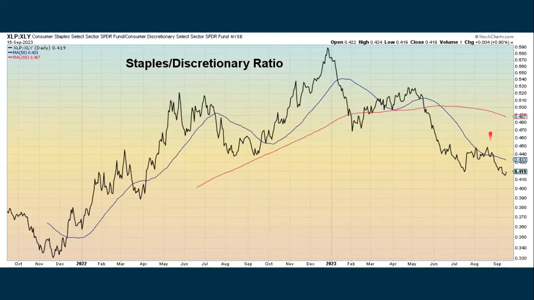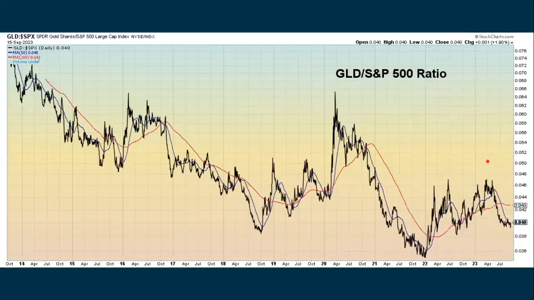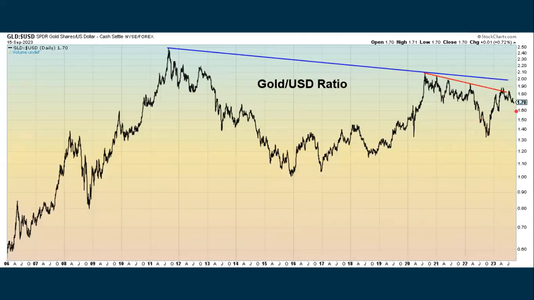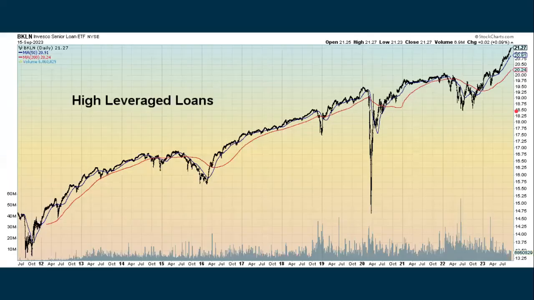This chart shows how staples is underperforming discretionary, and gold is underperforming the S&P. Even though gold is still in an uptrend, it's underperforming the S&P 500. And gold is also underperforming the dollar. High leverage loans. Again, I say this every week. If we were getting ready to fall off a cliff, these are risky loans. Do you think this would be in such a solid uptrend if the economy was getting ready to fall apart? Probably not. Now, this could always change, but it's been going up now for quite a while.